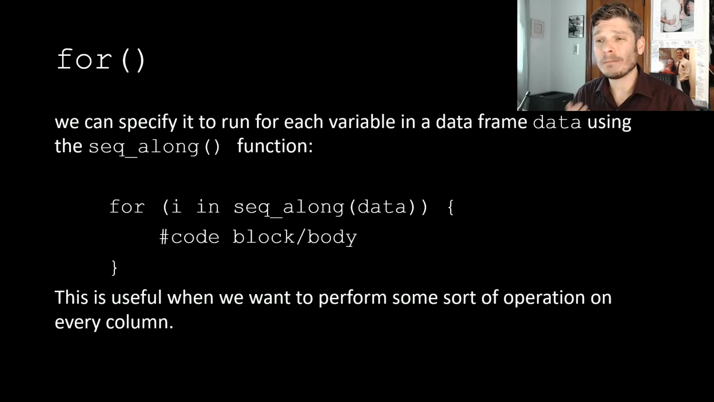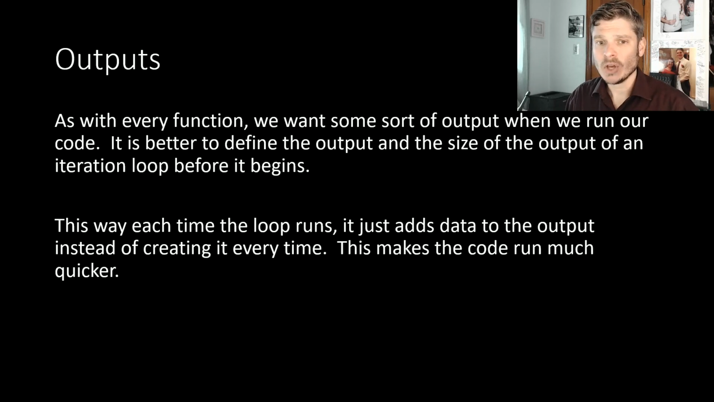So if I want to apply an operation on every column in my data frame, then the sequence along function is the way to do it. So again, sequence along, and we would apply that to our data frame. And again, that's going to tell us to move along our data frame one column at a time.